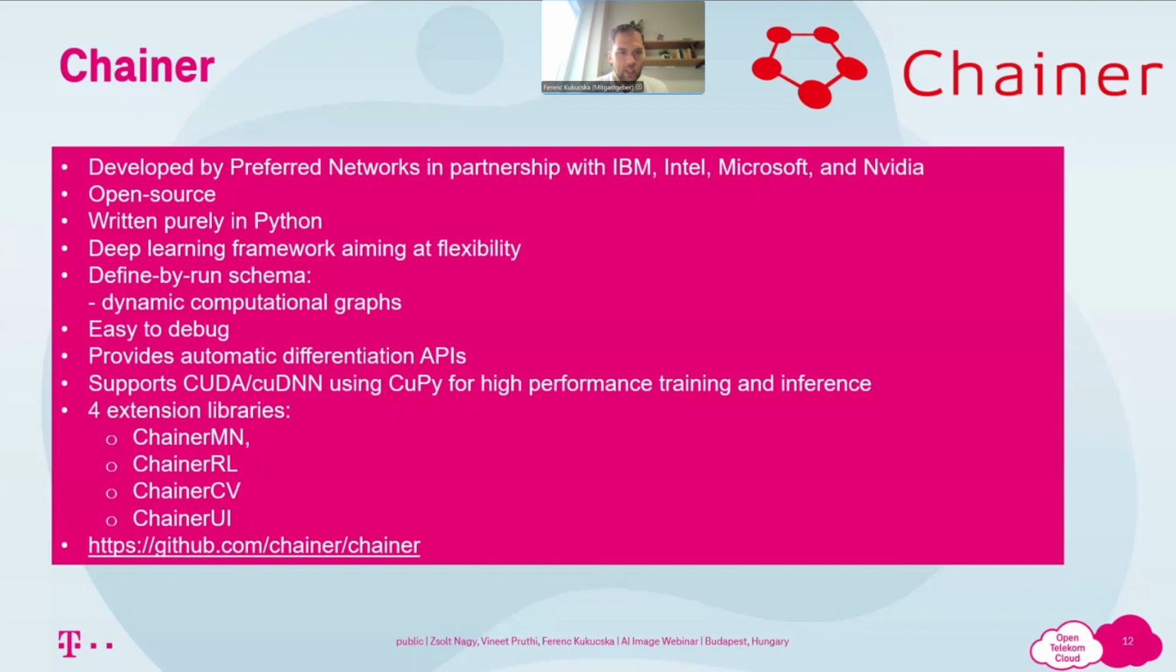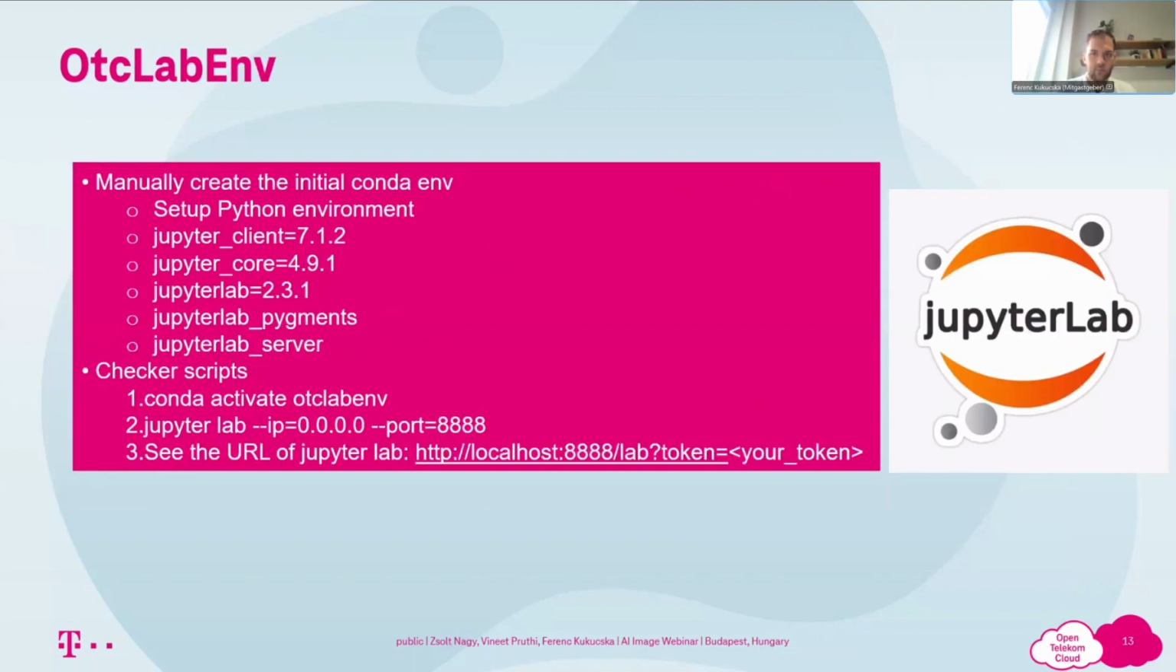And the other one is the define by run schema, as you can see on this slide. It uses dynamic computational graphs. So the graph is allowed to change in each iteration. So Chainer and PyTorch belong to this group. I think this is the most important thing to take home with you regarding Chainer.